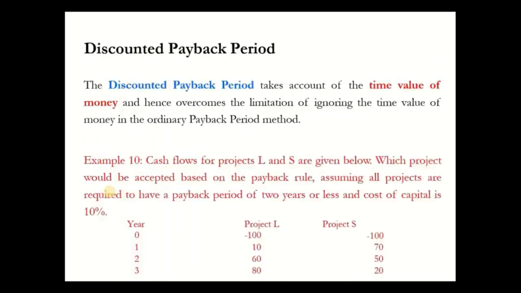Now, since the simple payback period does not consider the time value of money, we can use the discounted payback method. Instead of using the simple one, we will discount the cash flows first and then find the payback period, right? For instance, we have these cash flows. First we need to discount them to year 0, and then we use the payback method, right? So that is a simple thing.